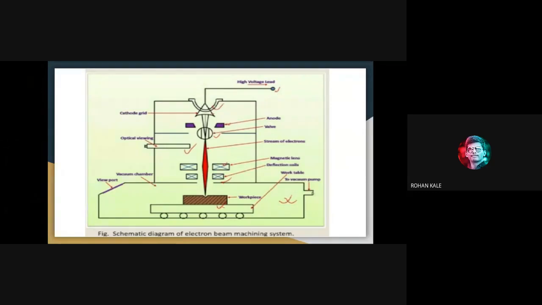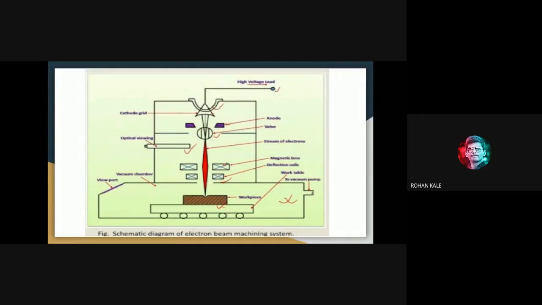So remember this point. In the MCQ based exam, definitely this question will be there. Remember, in non-conventional machining, only one process is there in which the machining chamber is under vacuum, that machining will occur in the vacuum.